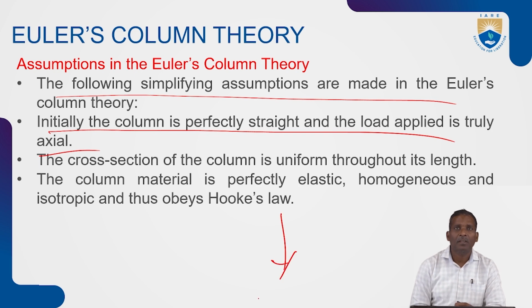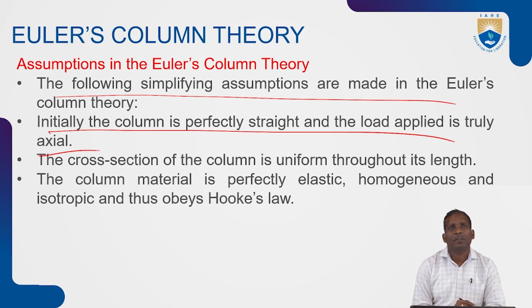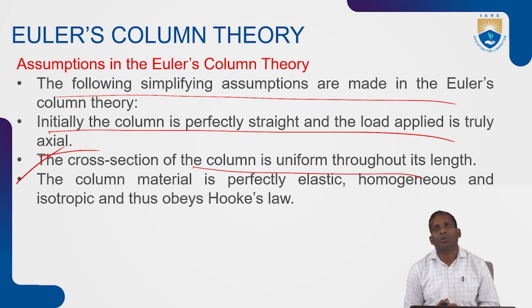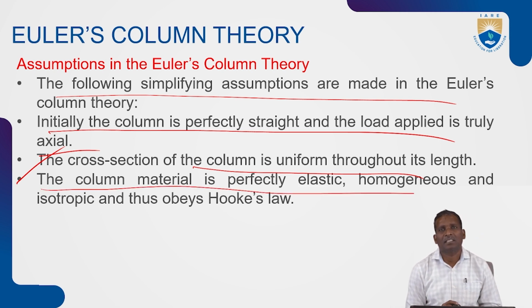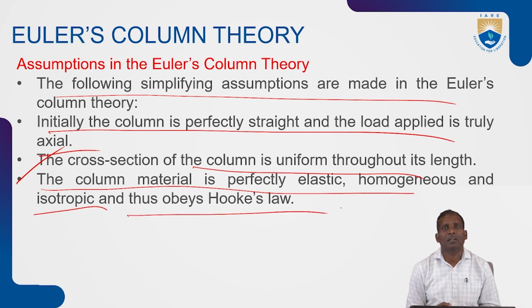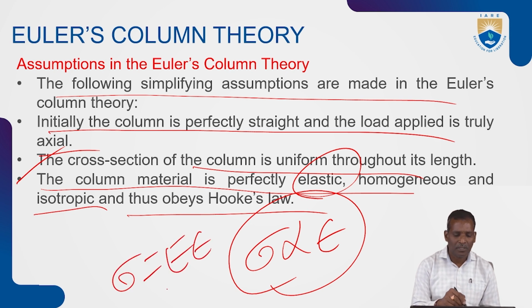The only axial load, the axial load that is parallel to the axis of the column, and the cross section of the column is uniform throughout its length. The column material is perfectly elastic, homogeneous, and isotropic, and thus obeys Hooke's law. Already you know Hooke's law: the stress is directly proportional to strain, sigma equals E into epsilon.